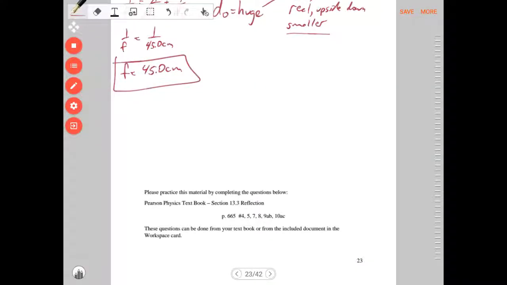I want you guys to practice this stuff, page 665, numbers 4, 5, 7, 8, 9A and B, and 10A and C, please. Some good questions. Again, you can use them right from your textbook or from the workspace card. It's completely up to you.